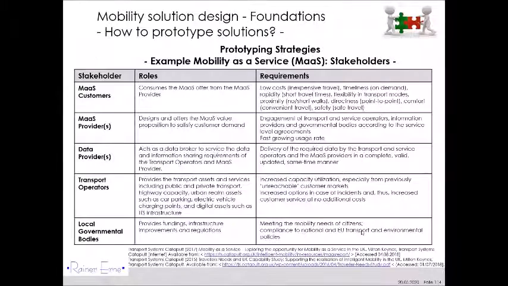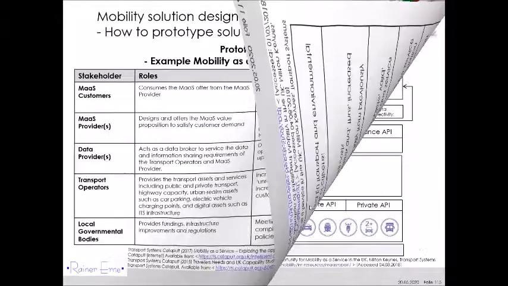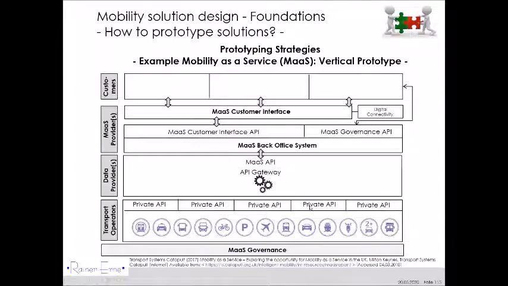The vertical cut would be this: you have to design who are the customers of the MaaS solution. This could be commuters, it could also be freight companies, whoever. Then the MaaS providers, they have to provide a customer interface.